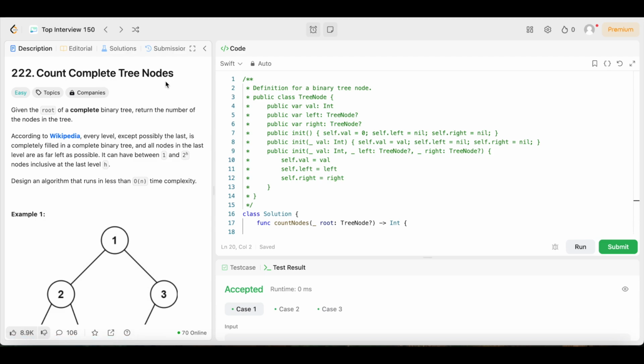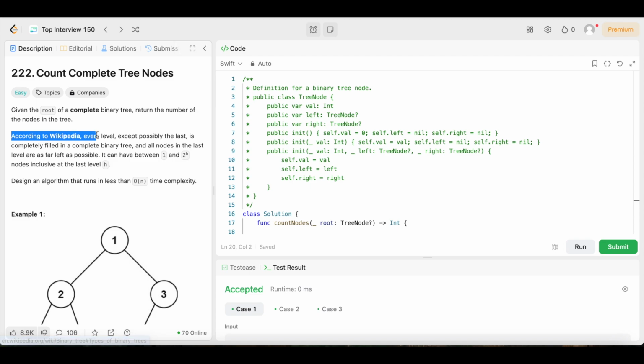Count Complete Tree Nodes. The difficulty level is easy, so you already know we're going to keep the solution as simple and easy to understand as well. So let's get into it. The question says, given the root of a complete binary tree, return the number of nodes in the tree.